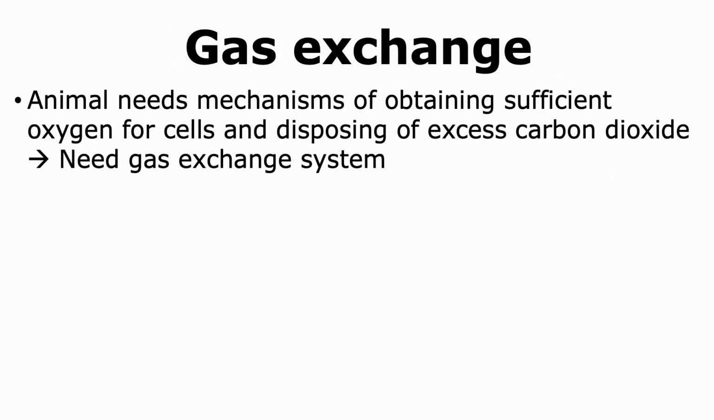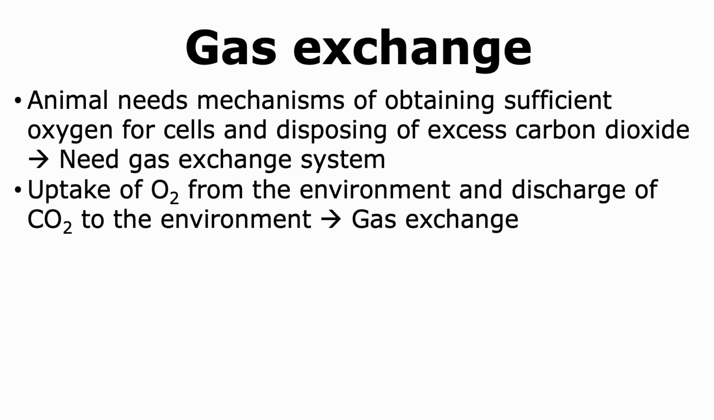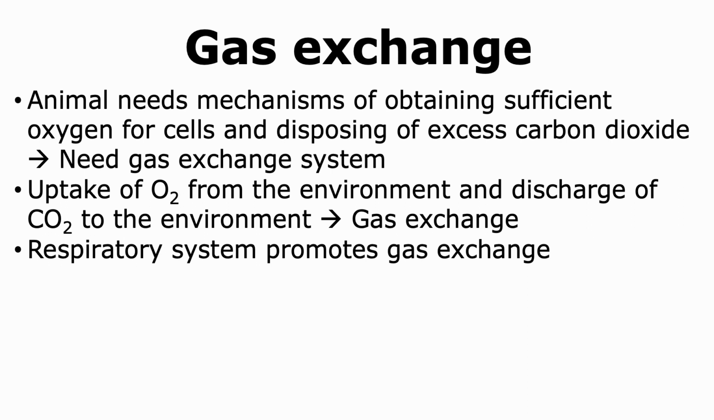Animals need mechanisms to obtain sufficient amount of oxygen for all the cells in their body, as well as a system to dispose of the carbon dioxide that is generated in this process. And hence there is a need of a gas exchange system. The gas exchange system takes oxygen from the environment and discharges the carbon dioxide from the body back to the environment. The respiratory system that is present in animals promotes this gas exchange.